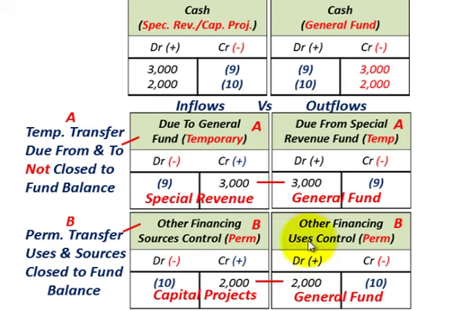The general fund is using cash as an outflow, sending it over to the capital projects fund, and the capital projects fund is recognizing that as a financing source. So that's how it works for permanent transfers, just so you're understanding there.